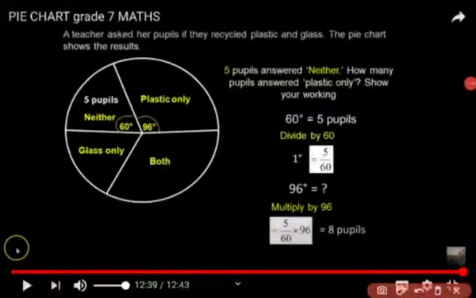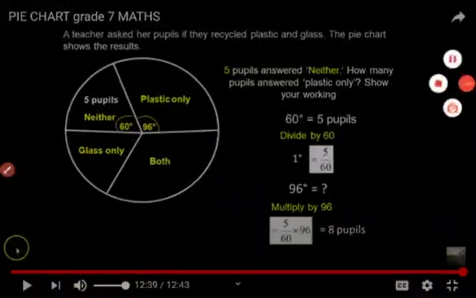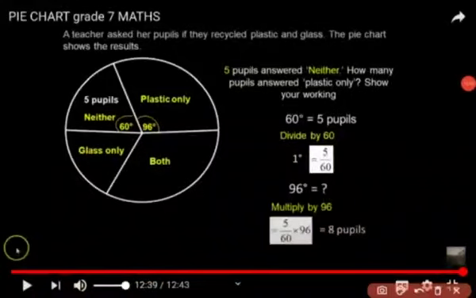The other method to find this: we know here it is 5 people for neither and 60 degrees. So 5 people for neither. So we use the direct method. Okay, so 5 people, and for plastic only we need to find the number of people who gave the answer for plastic.